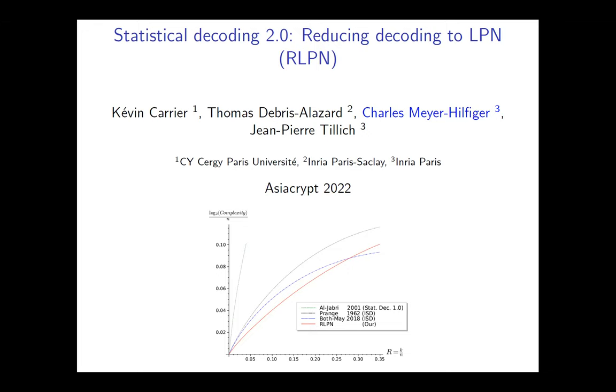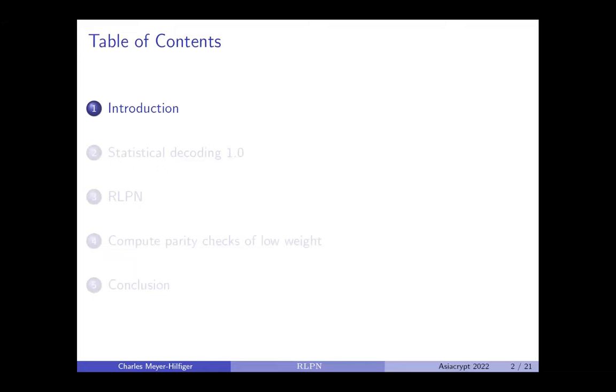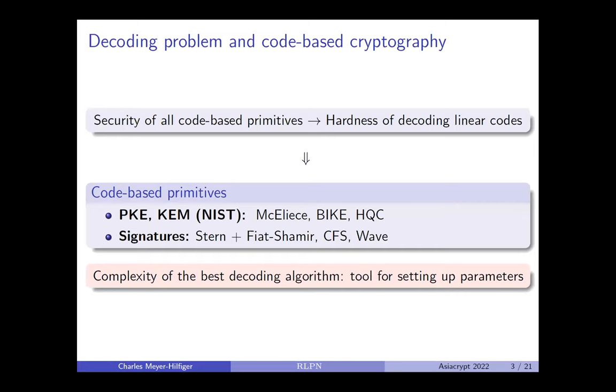In our paper, we introduce a new algorithm to decode random linear codes. Okay, so first I'm going to give a bit of context. Why is the decoding problem important? It is because the security of all code-based primitives relies on the hardness of decoding linear codes. Here, for example, I've put some code-based primitives. You have Classic McEliece, BIKE, and HQC, for example, that are in the fourth round of the NIST standardization competition. And all those primitives are based on error correcting codes. And thus the complexity of the best decoding algorithm is going to be an essential tool for setting up parameters of such primitives.